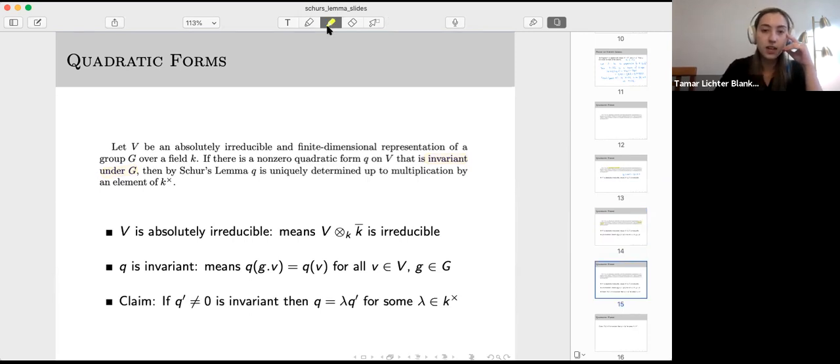And what this is saying, that Q is uniquely determined up to multiplication by a scalar, is that if I take some other quadratic form that has this property of being invariant under the action of G, then as functions to K, I should get that Q of v is equal to lambda times Q prime of v for some fixed lambda. And here I think it's assumed that these quadratic forms are not 0. So the lambda will be in K times the non-zero elements of K.